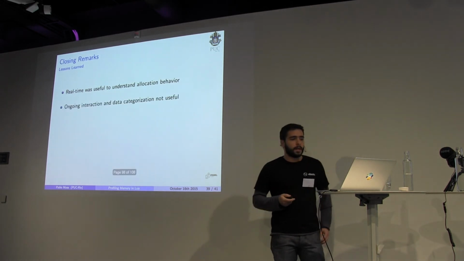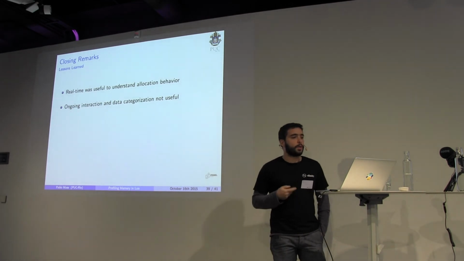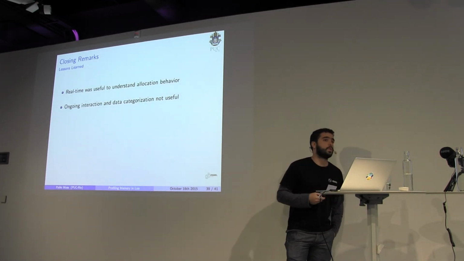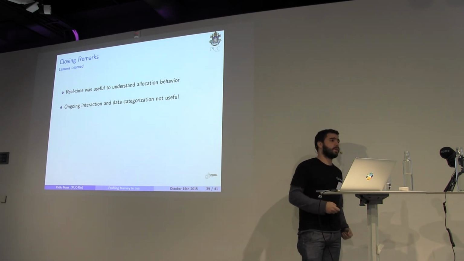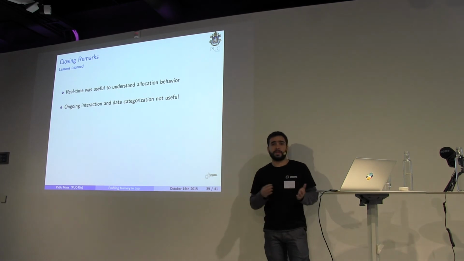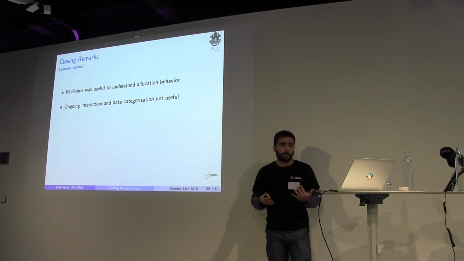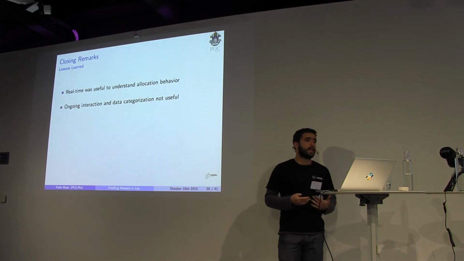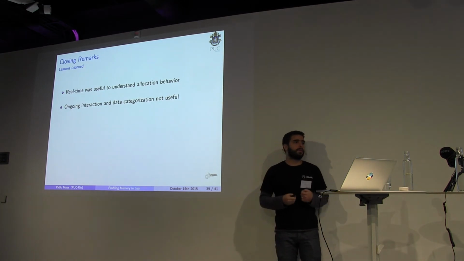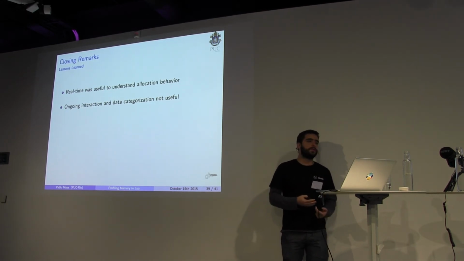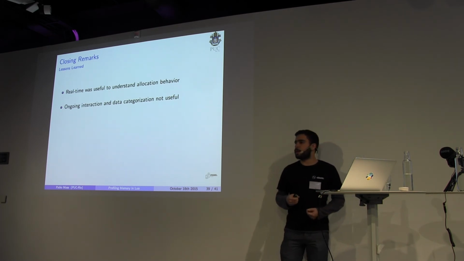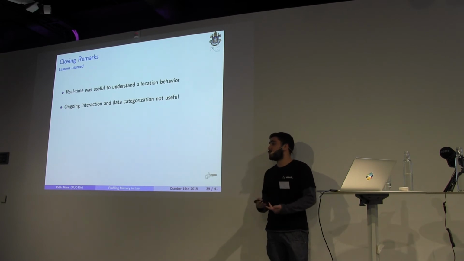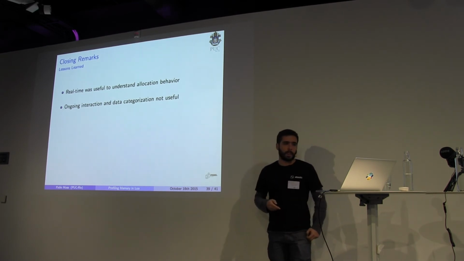The second thing is that ongoing interaction and data categorization were not very useful in our case. The first thing about data is that you cannot get a lot of information regarding different types in Lua. The second thing about ongoing interaction is that the way I implemented it was not very flexible, so you could only do some small stuff. Going down that path could be good, but you need to spend a lot of time on the interface so you can give a good interface to the user to play with the program.